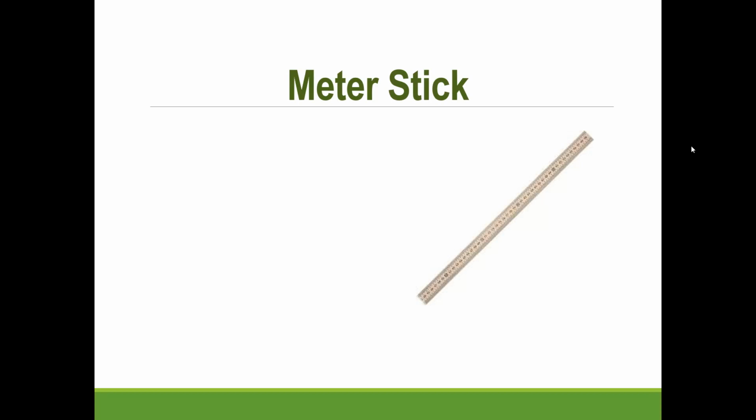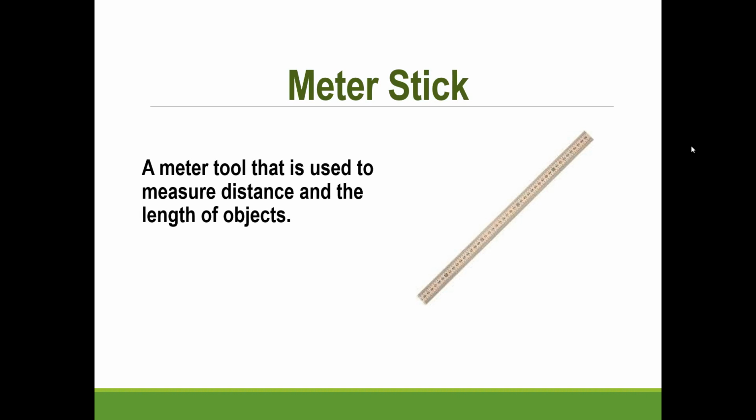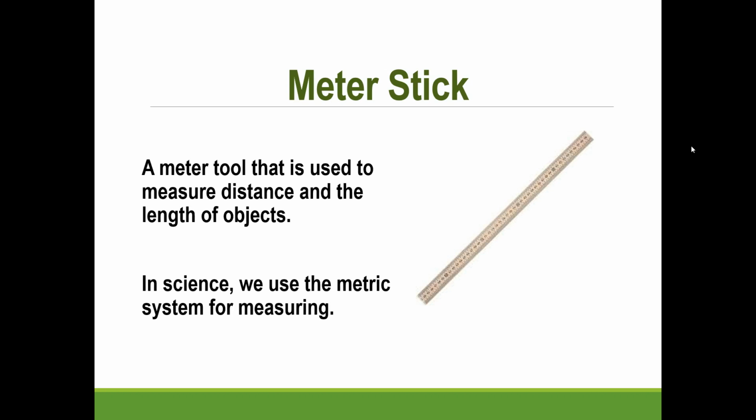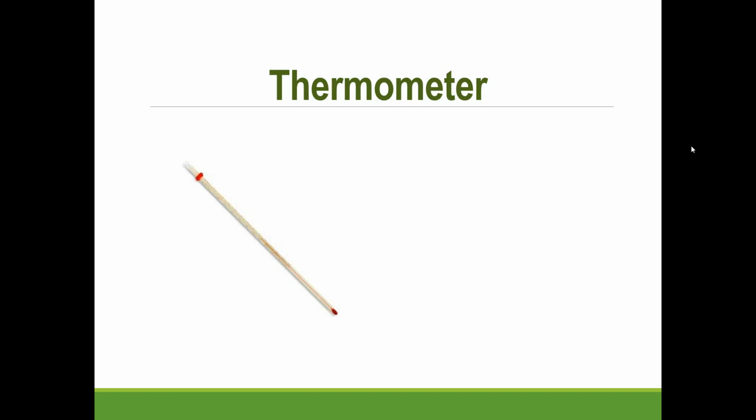A meter stick. I'm sure all of you have seen this before. It's what it looks like. It's the big stick, bigger than a ruler, and it's just a tool used to measure distance and the length of objects. In science, we use the metric system for measuring. A thermometer. Sure, all of you have been using this, and I know I've been using one every day before I come into the building. Not this, obviously, electronic, but a thermometer. It's just used to measure your temperature.